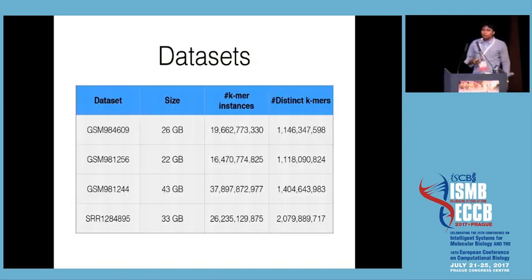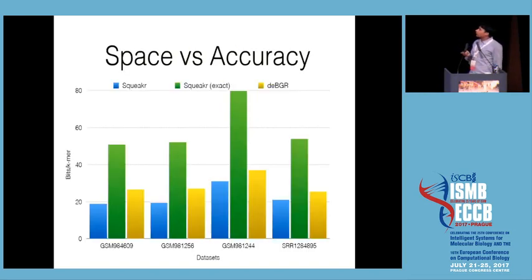For the experiments, we use 4 data sets from the SRA. These are all transcriptomic data sets, and all of them have more than 1 billion distinct k-mers. This is a bar chart in which the x-axis is the different data sets, and the y-axis is the space usage in terms of number of bits per k-mer. The blue bar is Squeakr, which is the state-of-the-art approximate representation of the weighted de Bruijn graph. The green bar is Squeakr exact, which is an exact representation of the weighted de Bruijn graph.